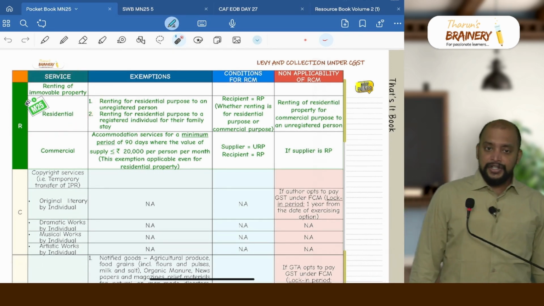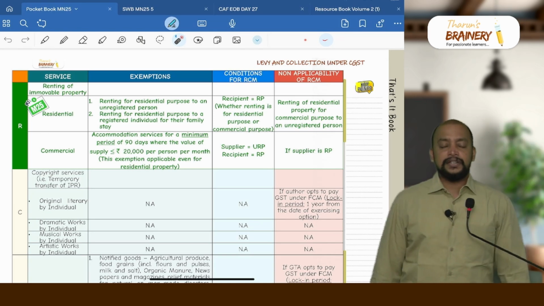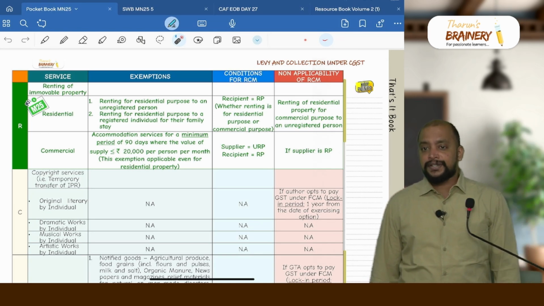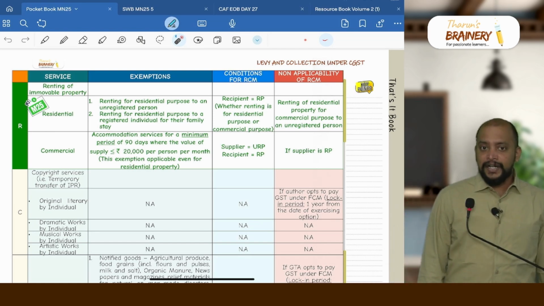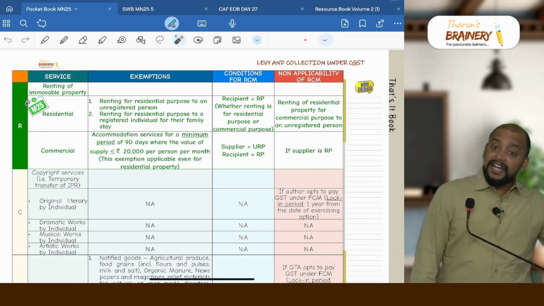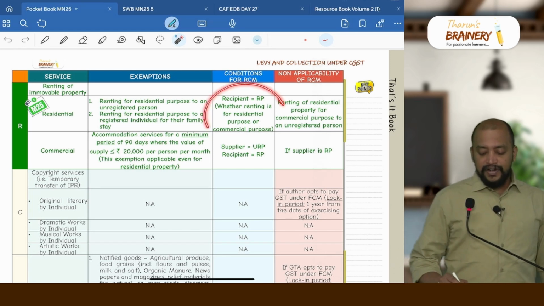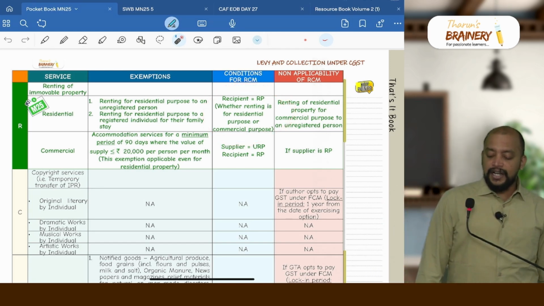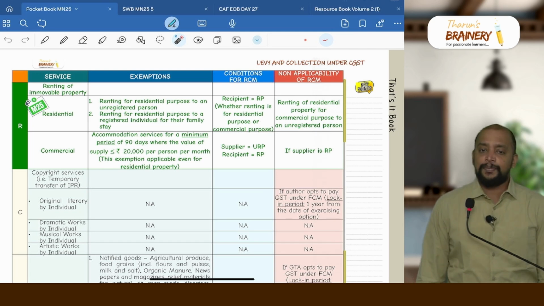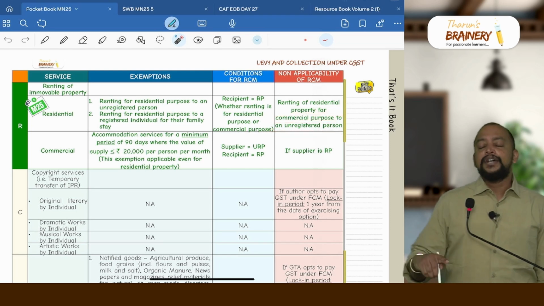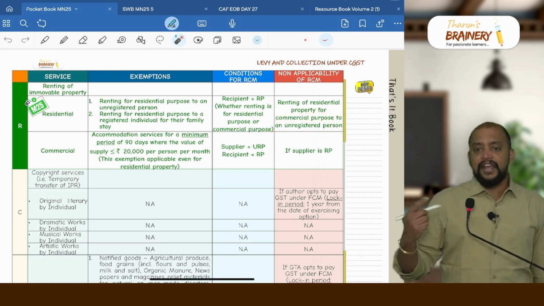If it is a residential property, we have 2 exemptions. So that is renting of residential property for residential purpose to an unregistered person, or renting of residential property for residential purpose to a registered individual for their family stay. And condition for RCM, only one condition: the recipient should be registered. And whether renting is for residential purpose or commercial purpose, if the recipient is registered, it will be RCM. And renting of residential property for commercial purpose to an unregistered person will be FCM.